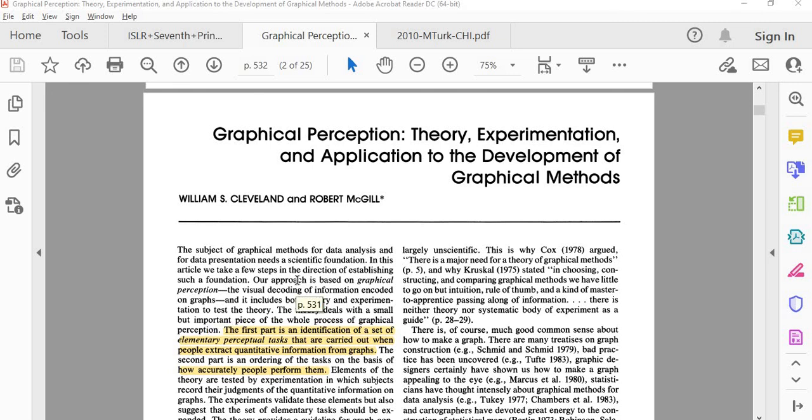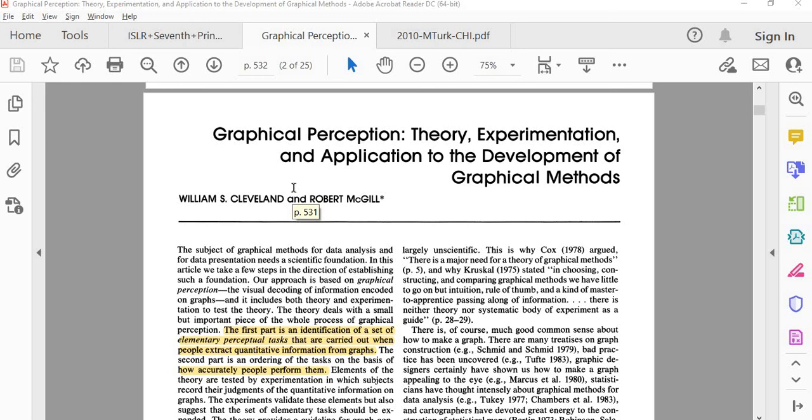Hey, hi everyone. So this is just a detailed explanation of a research paper written by Cleveland and McGill. The topic is graphical perception and theory, experimentation and application to the development of graphical methods.